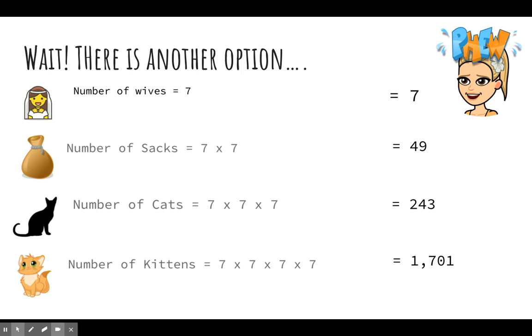Now, if we look at the total, the question, if you remember, is asking us how many wives, sacks, cats, and kits there are. So if we add all of those up, we get 2,000 total kits, cats, sacks, and wives. All right. Now, the way we did this was by using exponents.